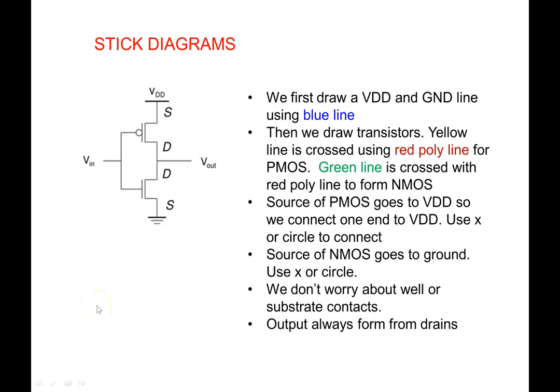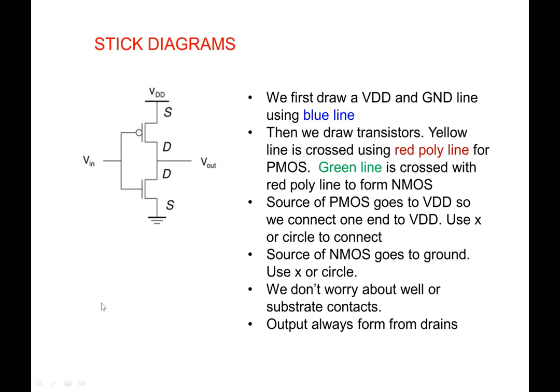As you possibly know, stick diagrams are an easy representation of circuit layout, so you can easily see how the layouts are to be generated. For a given circuit, what we have to do is start by drawing a blue line for VDD and ground. Then we use a yellow line for the P diffusion and a green line for the NMOS diffusion. And we will cross a red line over these colors to create PMOS and NMOS.